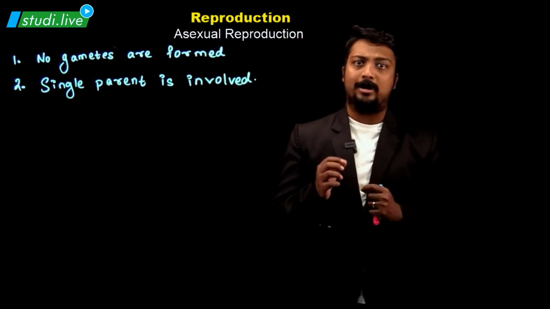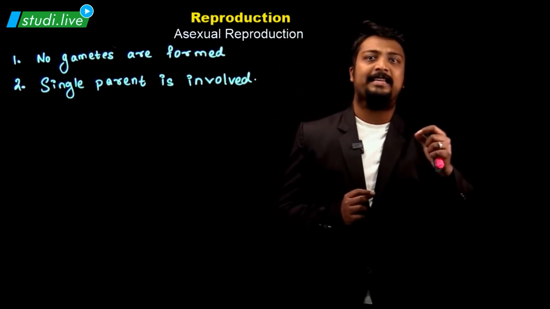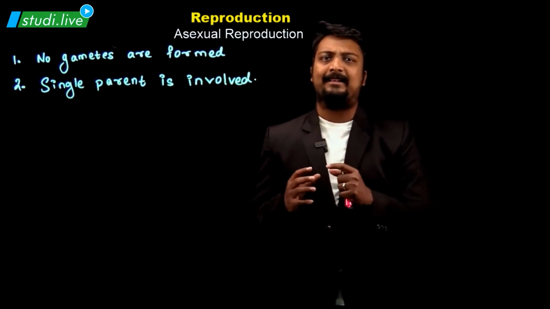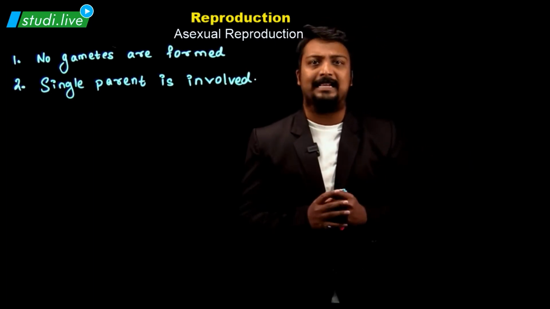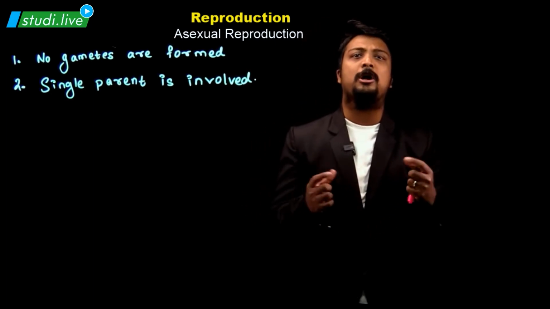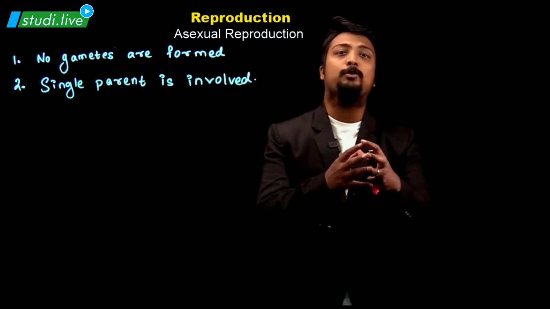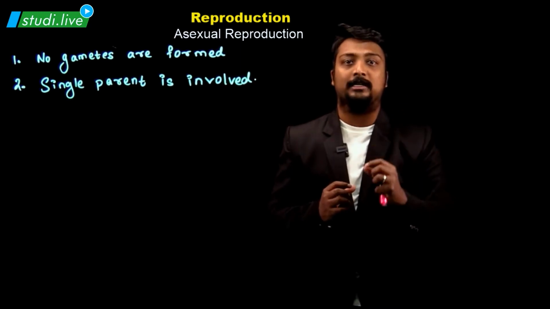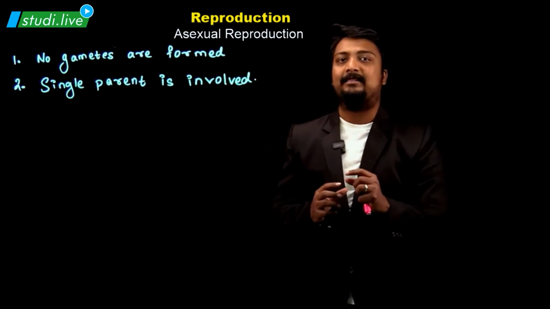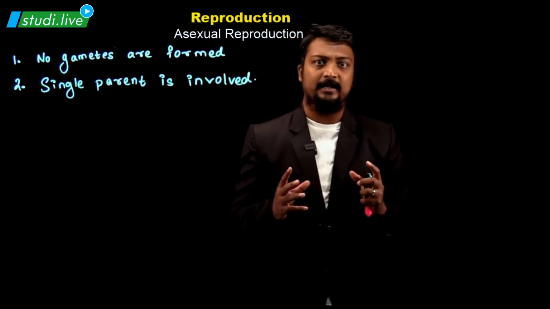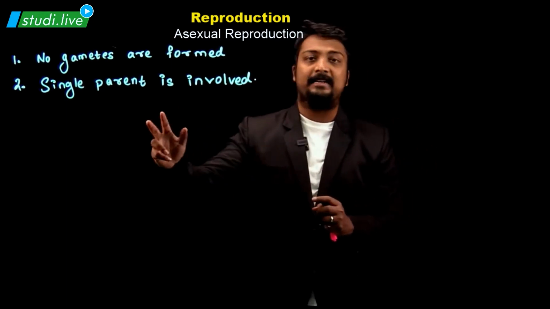As I said, gametes are reproductive cells or sex cells. So when do gametes get formed? When there is fusion of two or more cells. When two or more cells merge with each other, fusion occurs, and so gametes are formed. But it is not the case in asexual reproduction. Here there is no fusion, so there are no gametes, and a single parent is involved.